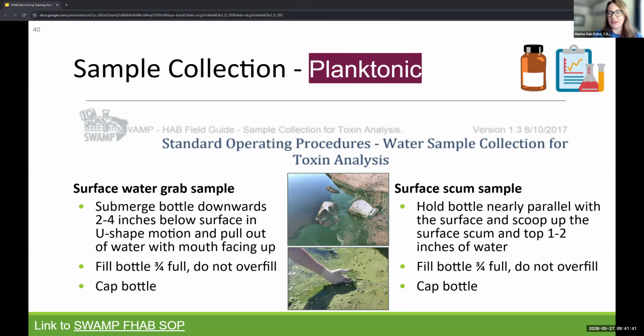And then for scum samples, this is when you see scum. Sometimes we call it foam or a dense film. But this is just a separate approach, and you want to choose that over a surface water grab just to use your resources efficiently. And rather than a U-shaped motion, you're going to skim the water surface, aiming at capturing mostly just that surface layer and some of the underlying water, just to keep that moist. So again, you don't want to do the U-shaped motion. And when in doubt, just collect the most dense looking material.